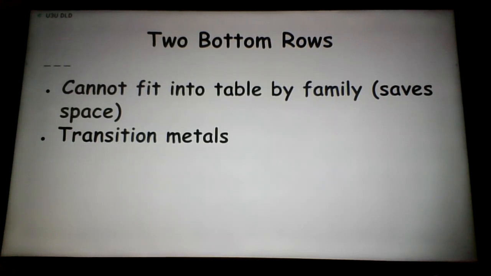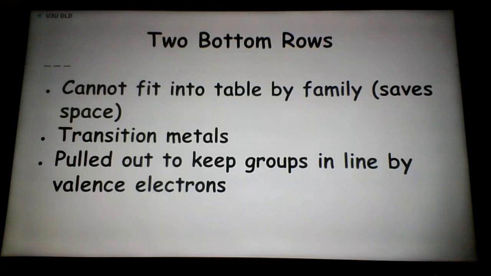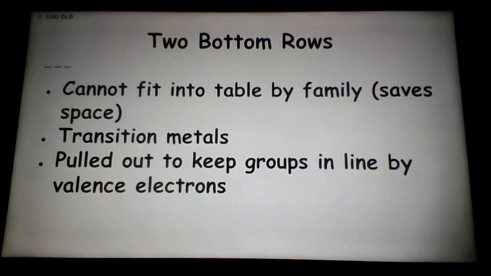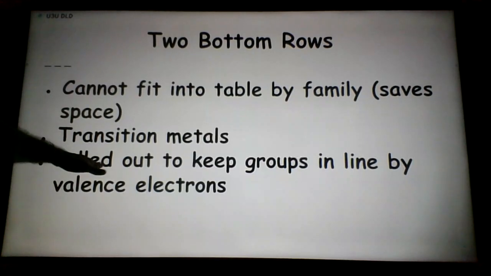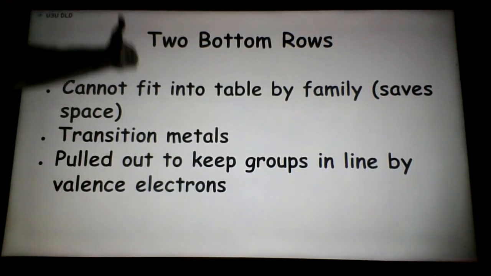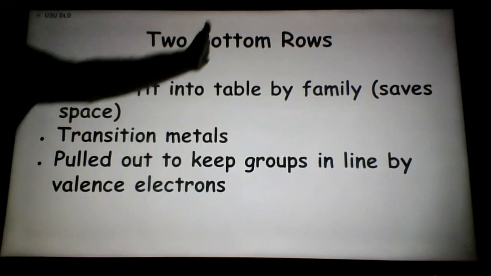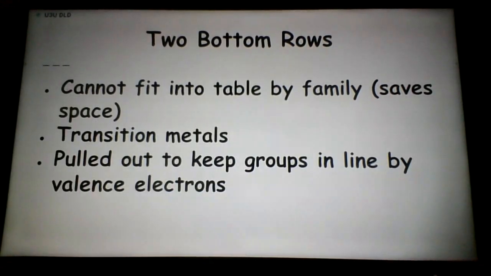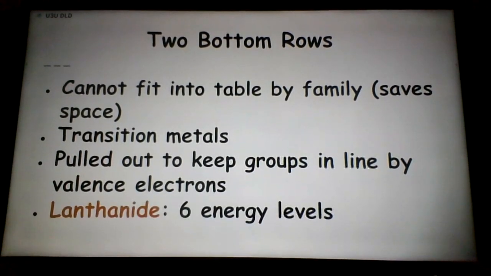Now, some of these are radioactive. The ones with atomic numbers above 84, they're radioactive. And some of them are actually made in nuclear facilities as well. Because they don't occur naturally, they're made in nuclear reactors. They're pulled out to keep groups also in line vertically. That helps line things up by the number of valence electrons and keep all of 3A together in group 3A and so on.